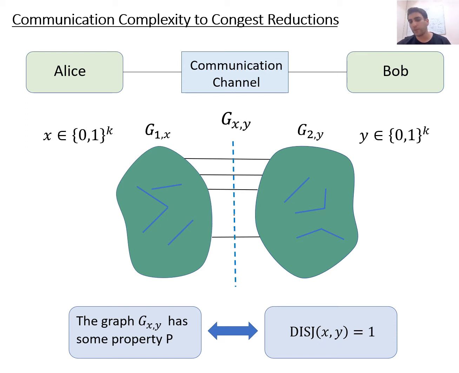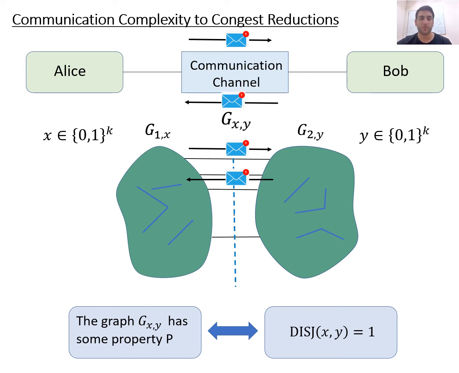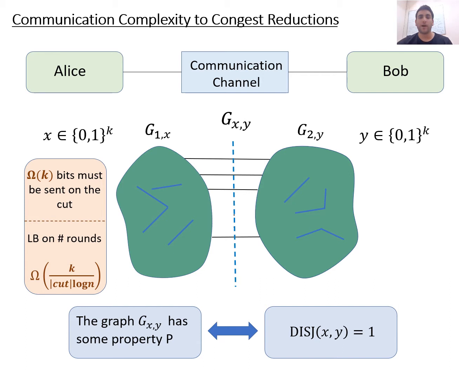So assume that we have an algorithm in the CONGEST model that checks whether an input graph has a property P. Then Alice and Bob can simulate this algorithm on G_XY as follows. Alice can simulate the nodes in G1_X, and Bob can simulate the nodes in G2_Y. And whenever there is a message from some node in G1_X to some node in G2_Y, then Alice sends this message to Bob. And whenever there is a message from G2_Y to some node in G1_X, then Bob sends this message to Alice. And because we have a lower bound on the number of bits that Alice and Bob must exchange in order to solve set disjointness, we get a lower bound on the number of bits that any algorithm must send on this cut.